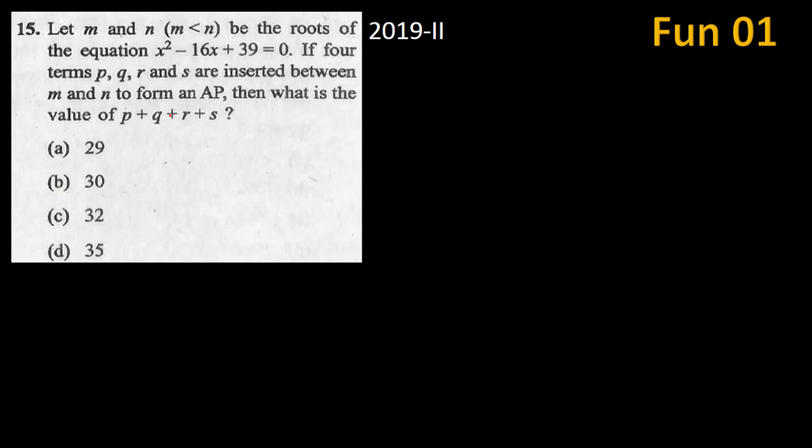In 10 seconds, my answer is: let m and n, where m is less than n, be the roots of the equation x square minus 16x plus 39. If four terms p, q, r, s are inserted between m and n to form an AP, then what is the value of the sum? The examiner has confused a lot in this question. What he wants to tell is that m and n are the two extreme terms, and p, q, r and s are inserted in between m and n to form an AP.